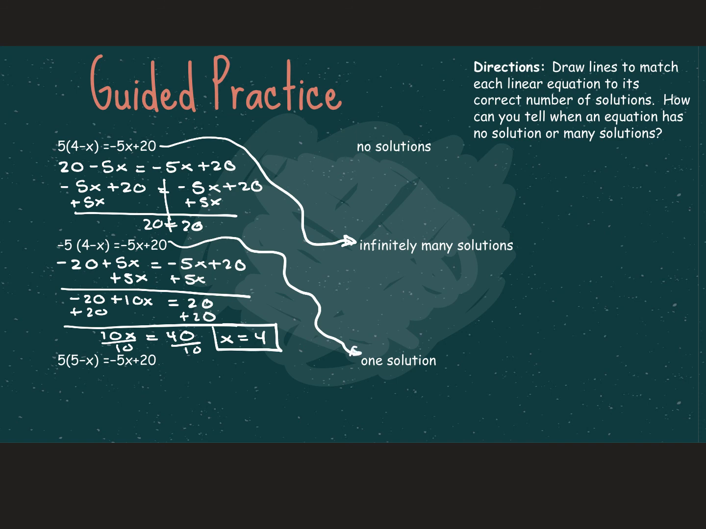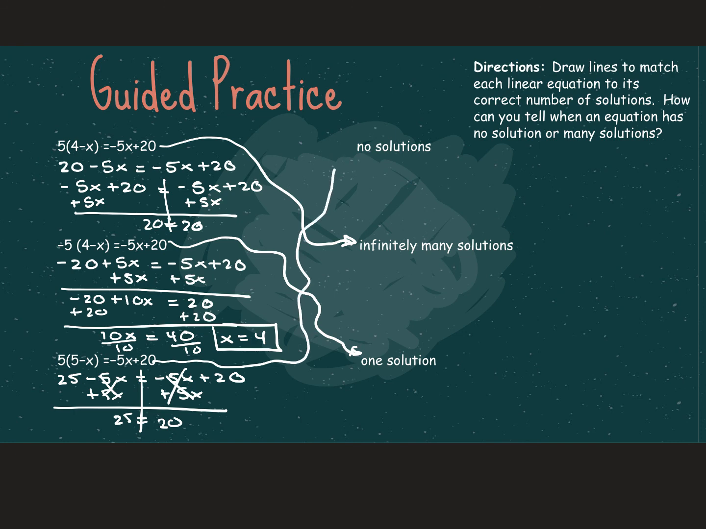And for the last one, I have 5 times 5, which is 25, minus 5x equals negative 5x plus 20. Going to add 5x to both sides. My 5x's are going to cancel, so I have 25 is equal to 20, which we know that 25 does not equal 20. Therefore, we have no solution.